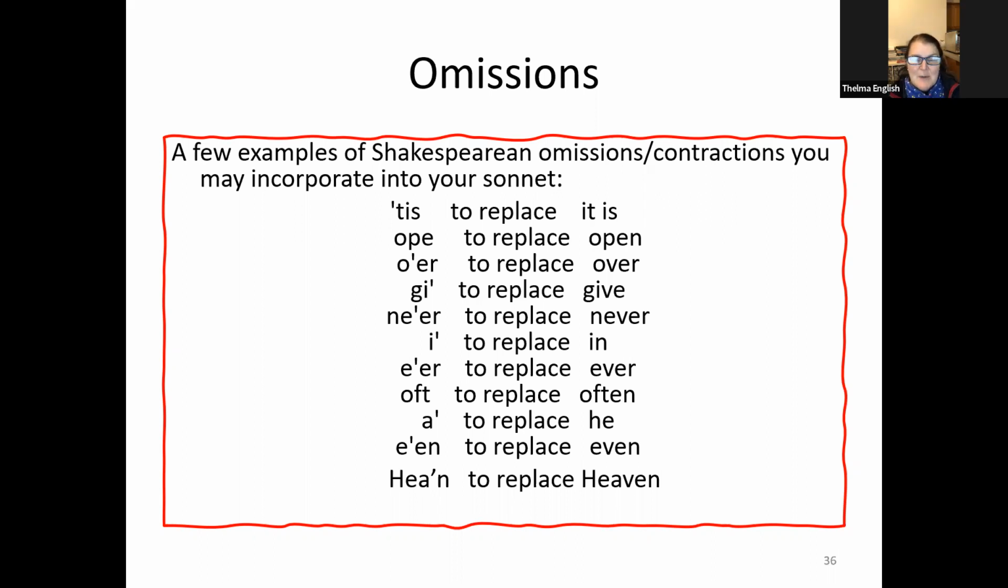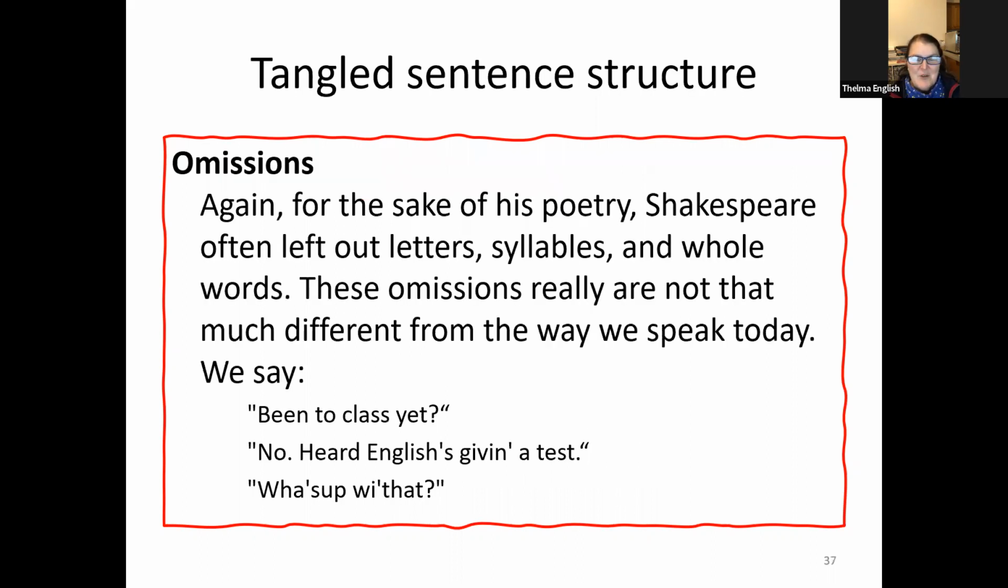If you've read any Shakespeare plays, you've seen this used over and over again in the lines. To replace ever, it's e'er. To replace often, it's oft. To replace he, a'. To replace even, e'en. To replace heaven, heav'n. And you can do that. Feel free to do that in your sonnet. And Shakespeare created his own words. If you need to create a word, as long as the word itself gives an idea of what it means, you can create your own word.